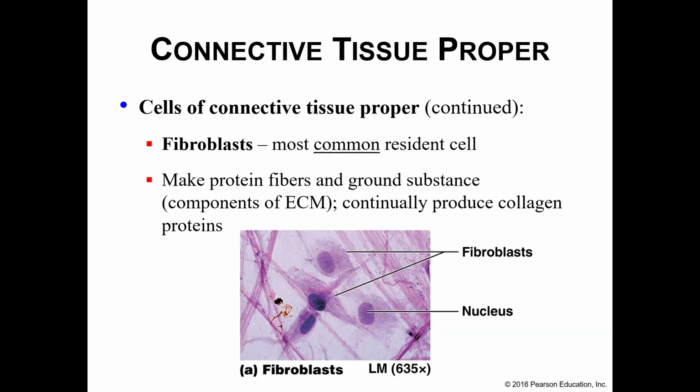So here is a nice example of a good-sized fibroblast, a very prominent nucleus, and then you can see all these thick collagen fibers that are surrounding the cells. And then all of this space that almost looks clear or really pale, that is your extracellular matrix.